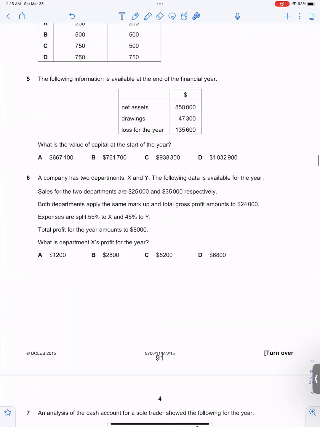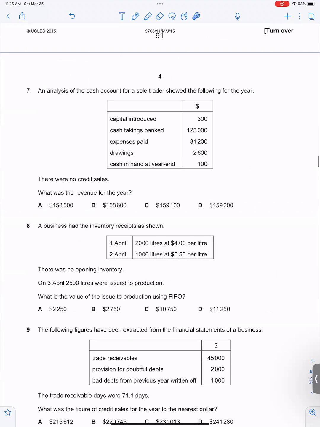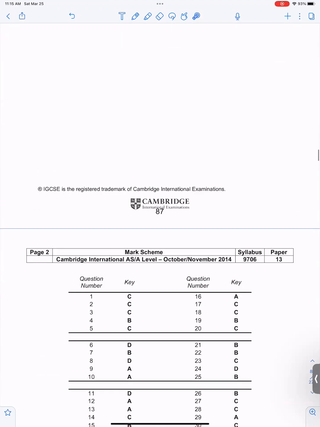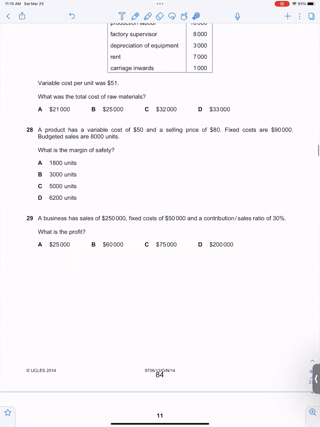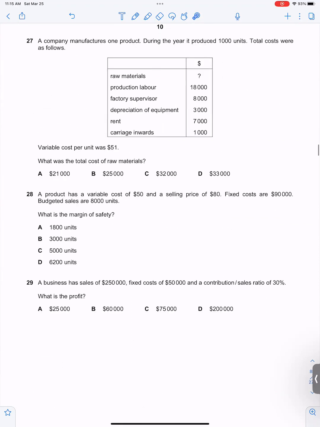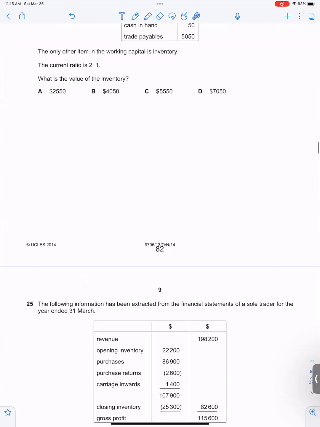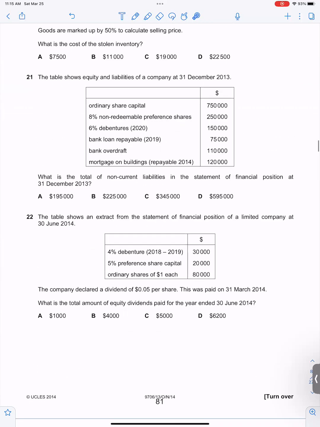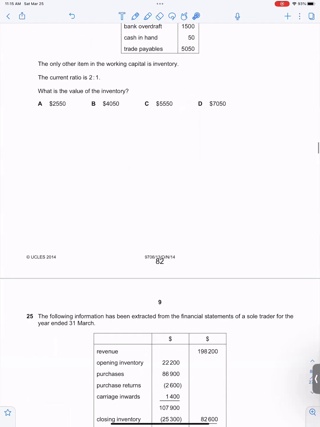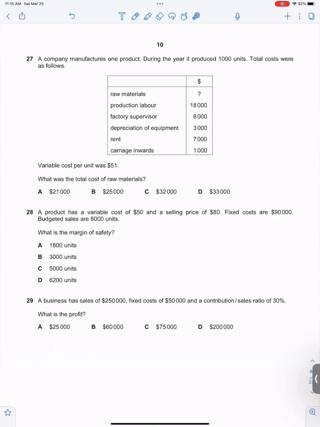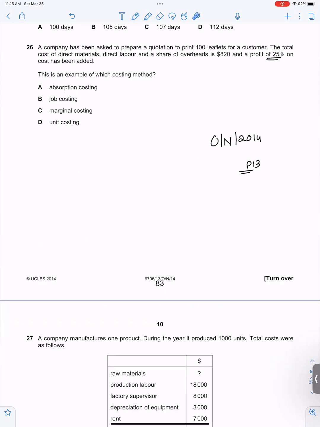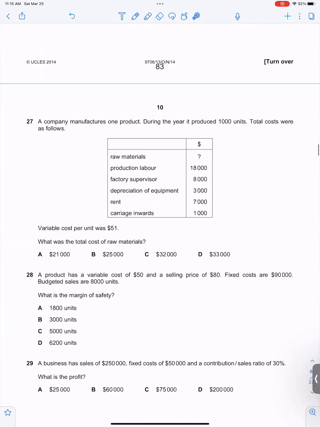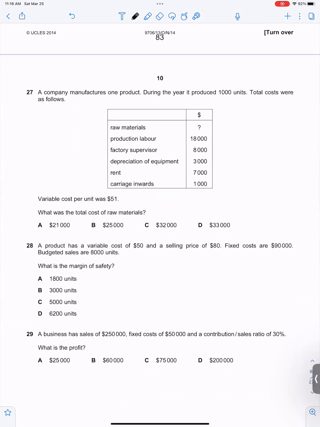83. Okay. Let's go to the next one. No, it's not on page 83. 84. Really? Okay. 27th one, Yeah, so total cost of raw materials. Okay, this is not there.